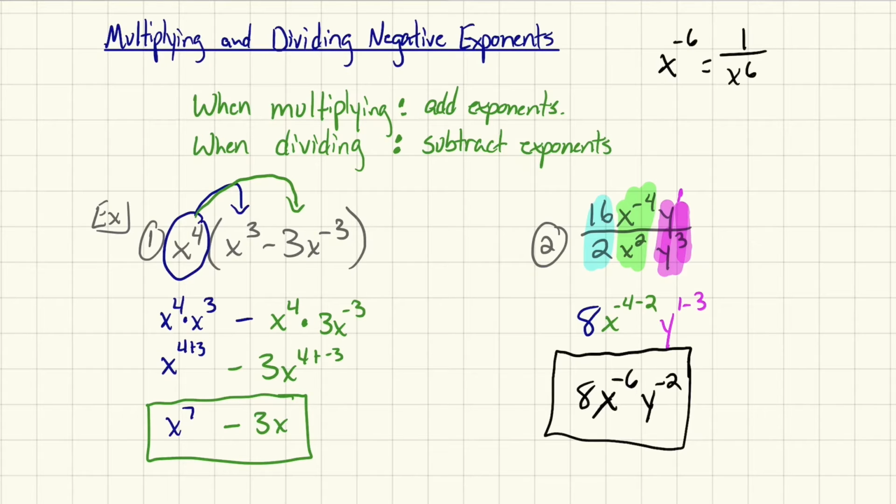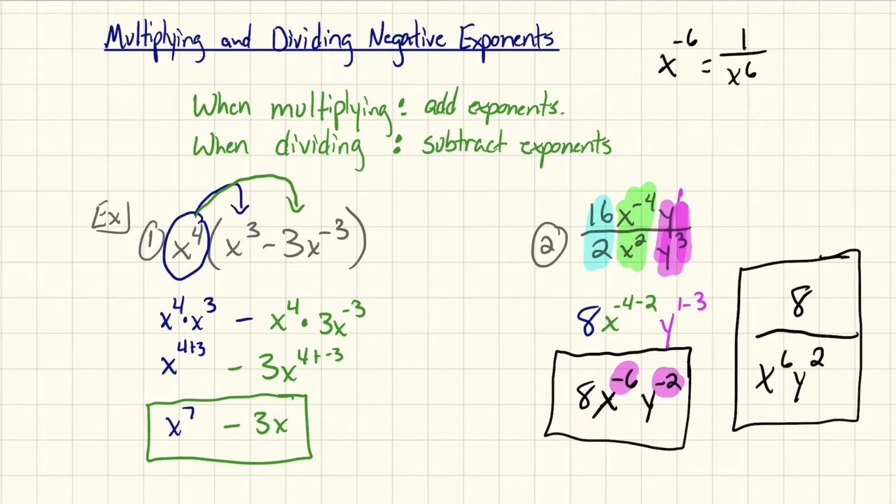Because all we have to do is rewrite this answer that we've put in the box, x to the negative 6, y to the negative 2, as a fraction. So all we have to do is we create a fraction bar. We take our coefficient, whatever's in front, we put it on top, and then we take a look at our terms with negative exponents. And all we do is we take the terms with negative exponents and put them on the bottom using positive numbers. And that's it. So the coefficient goes on top, everything with a negative exponent goes on the bottom.